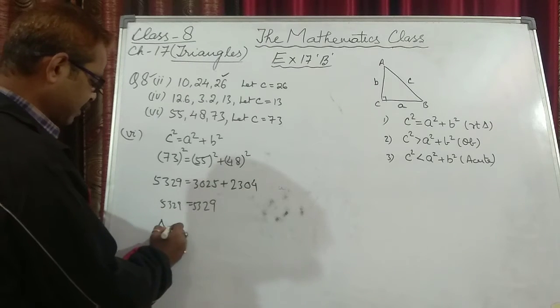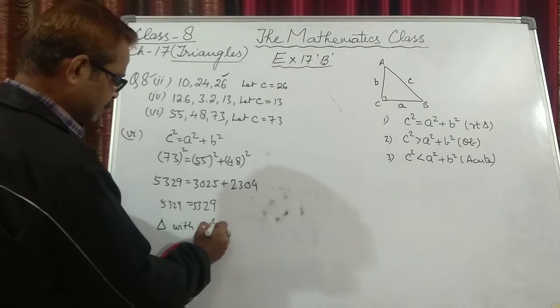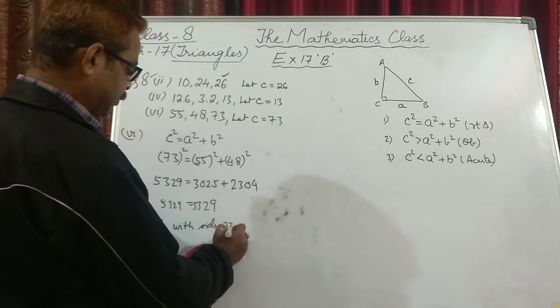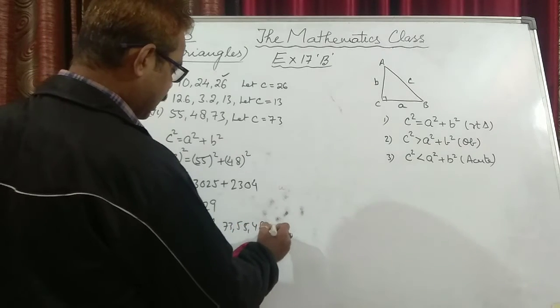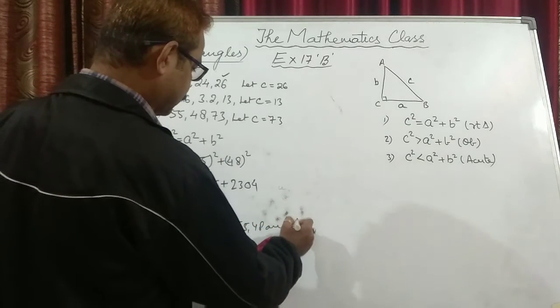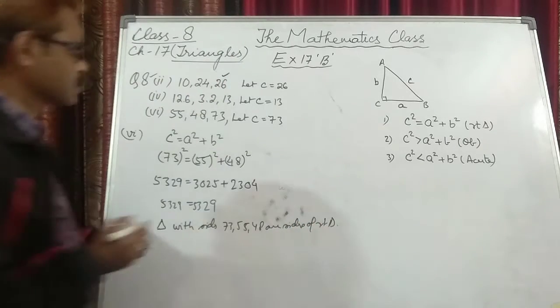So we can say triangle with sides 73, 55 and 48 are sides of a right triangle. Now this was quite easy.